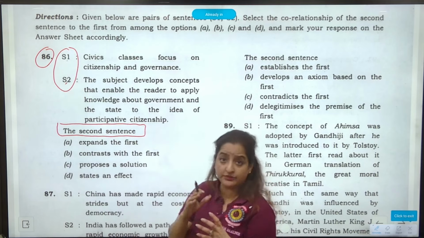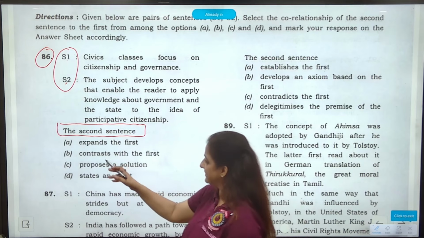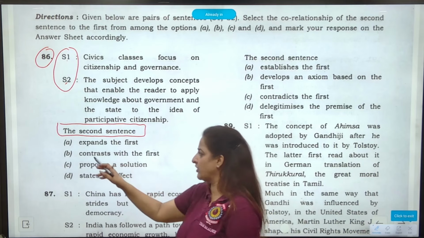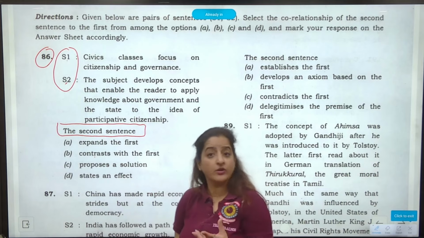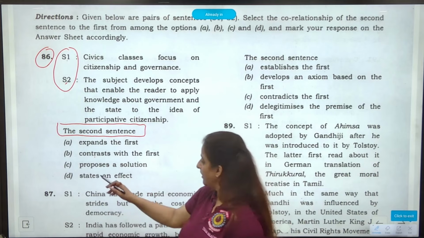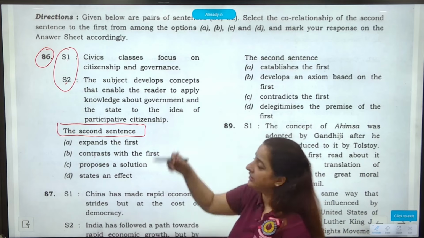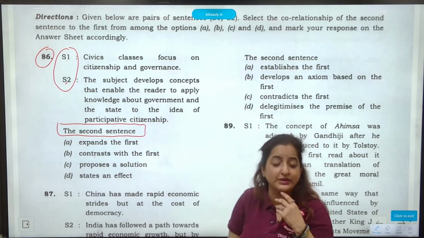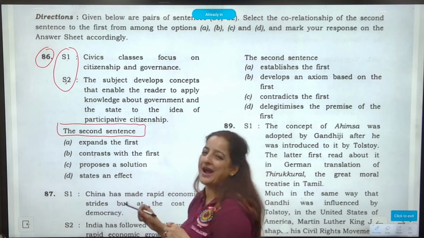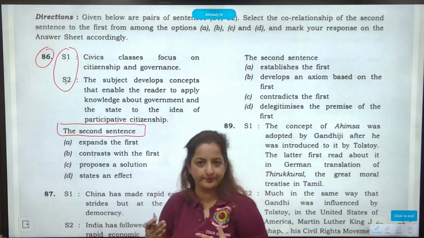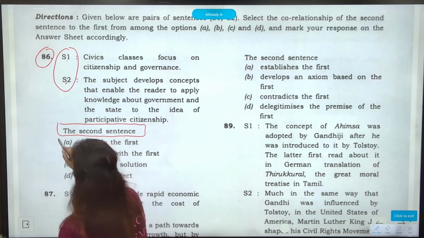Therefore, इस क्वेश्चन का नाम था correlating. So does it expand the first? Does it contrast with the first? Contrast means oppose. क्या oppose कर रहा है, क्या contradict कर रहा है. Opposes a solution. Does it offer a solution to the first one? तो उसके लिए तो फर्स्ट में कोई प्रॉब्लम बताई होनी चाहिए ना, तभी तो हम वहां से सिलेक्ट करें. Is it an impact? तो क्या ये cause effect है, ये हमें देखना है. I think the answer is simply expand the first.